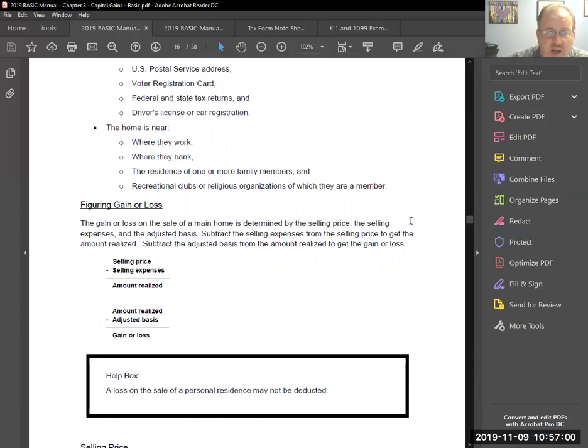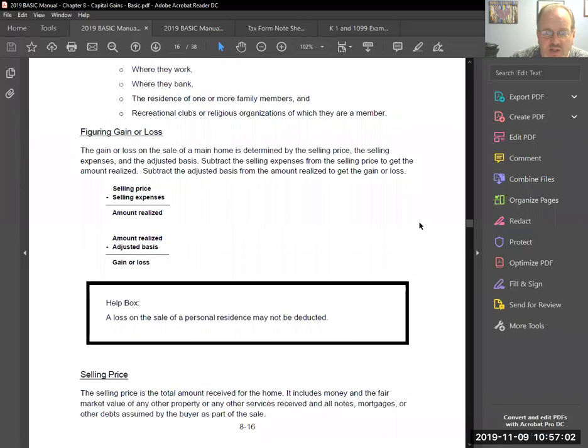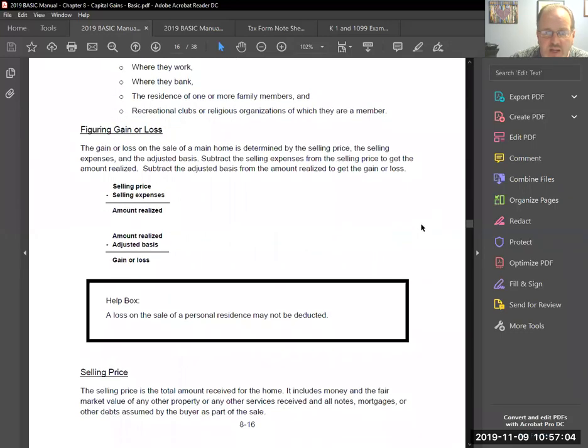Now, because we get to do an exclusion on the gain, as it says here in the help box, a loss on sale of a personal residence may not be deducted. So if we're just trying to get out of a house and we got a loss and it's our personal residence, we can't take the loss. Basically IRS's position on this is that we're excluding that $250,000 or $500,000 gain, so we're not going to let people take losses.